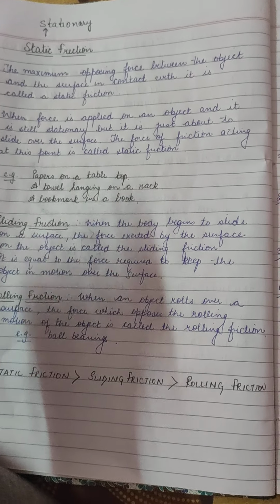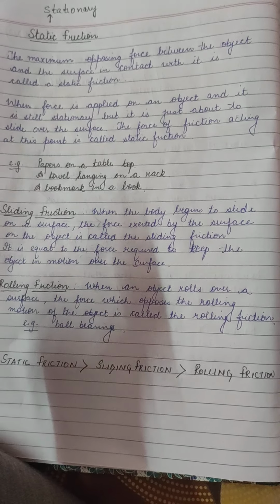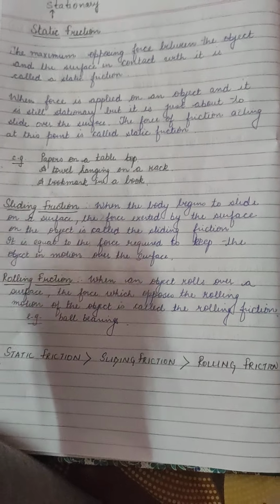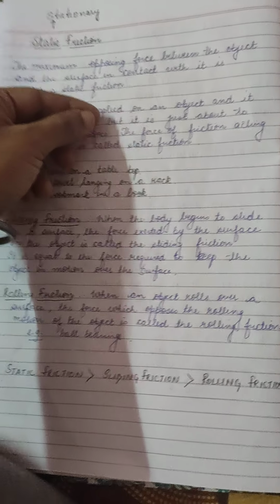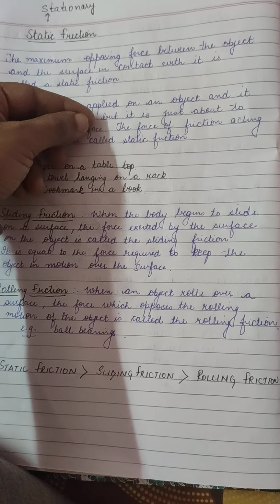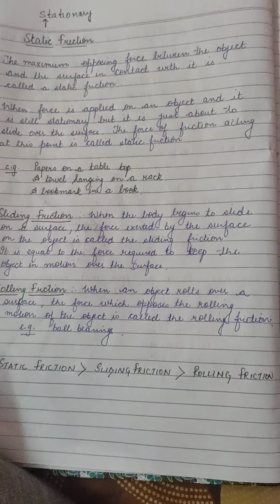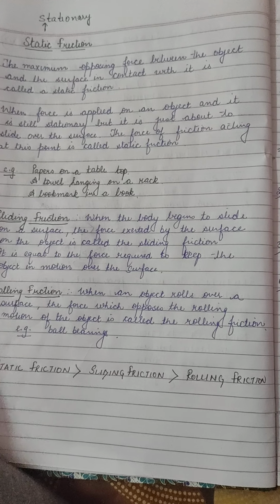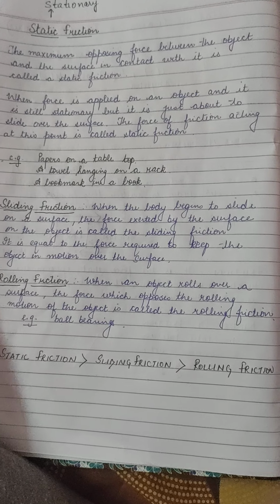The force applied by the floor on that ball is the force which opposes the rolling motion. कौन rolling motion को oppose करेगा जब body यहाँ पे roll कर रही है? The rolling motion will be opposed by this floor. So when an object rolls over the surface, the force which opposes the rolling motion of the object is called rolling friction.